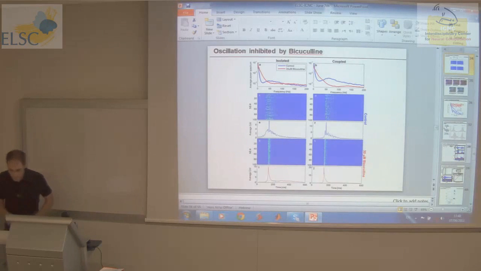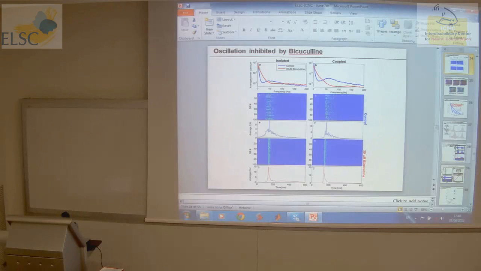Okay, so this is the burst with the oscillations, and this is the profile. And once you block inhibition, you still get a burst, but then it will have a sharper onset, and the decay will be longer. Okay, so the burst will still be there, but you won't get any oscillations in the cluster.